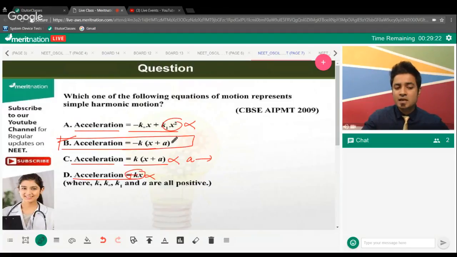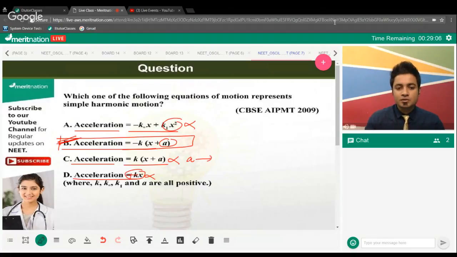So guys, here the a is also extra. Whenever we are putting in a constant, it does not affect our equation. So all you have to look at is the minus kx term. So this has to be the correct one. By looking at it, you can just answer it.